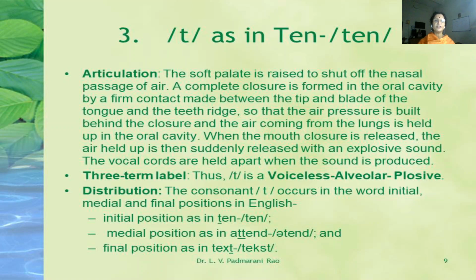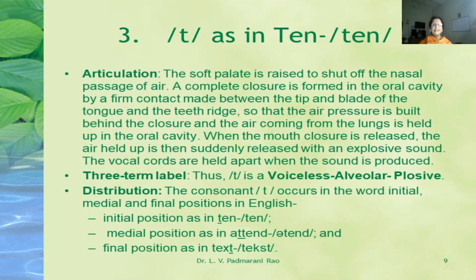so that the air pressure is built behind the closure and the air coming from the lungs is held up in the oral cavity. When the mouth closure is released, that is, the tip of the tongue is separated from the teeth ridge, the air that is held up is then suddenly released with an explosive sound. T. Put your tongue and touch the teeth ridge. Stop the air for some time. Release the tongue so that you pronounce T.